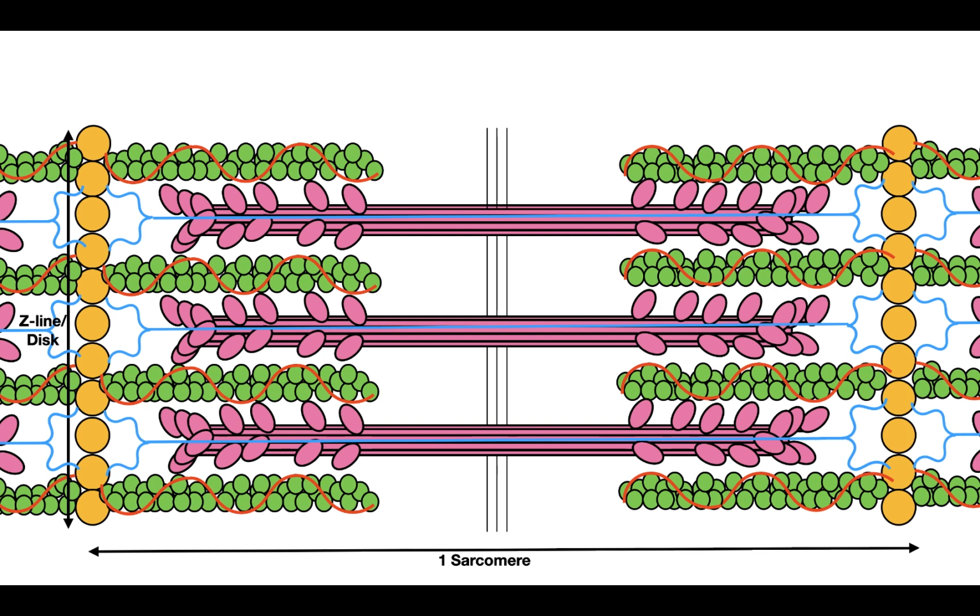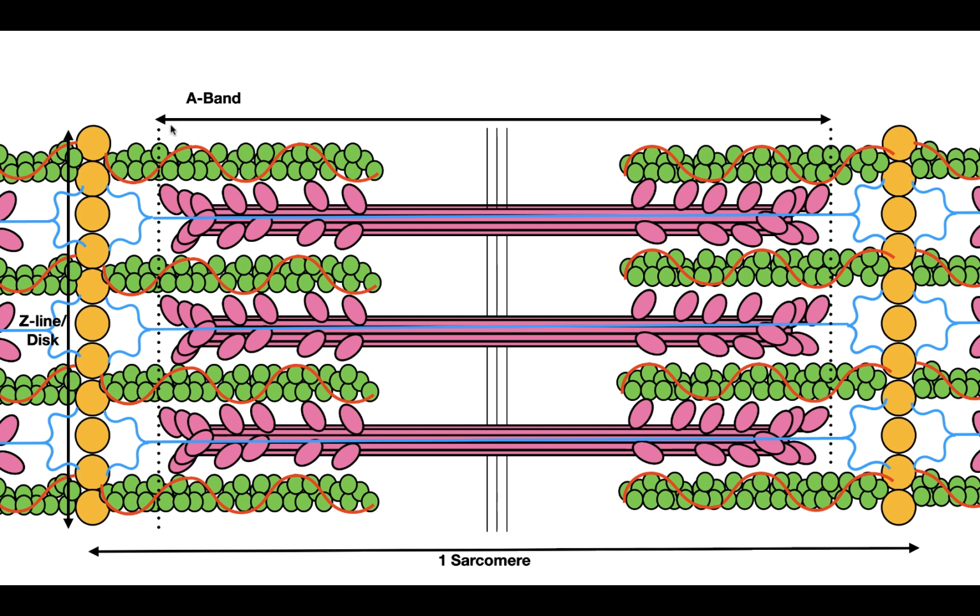There are several different bands in the sarcomere. The first band is the A band. The A band spans the entire length of the thick filaments, so the A band measures the length of the thick filaments. The next band is the H band. The H band only consists of thick filament, as we see right here.